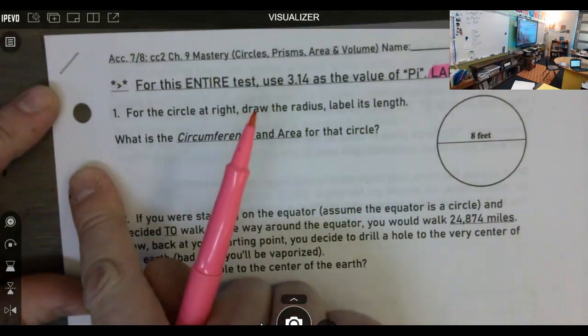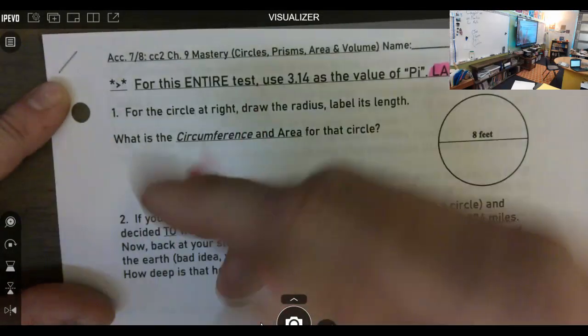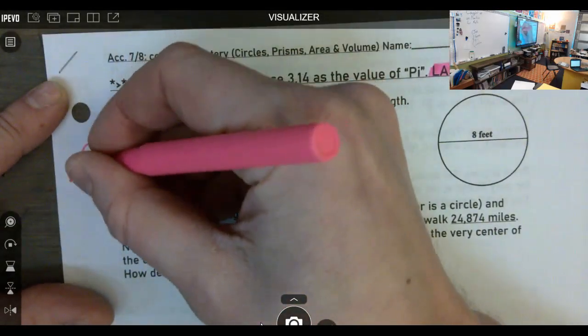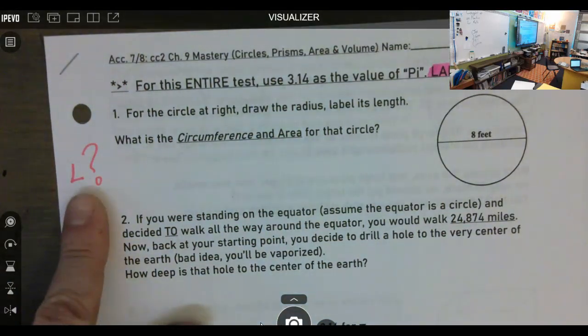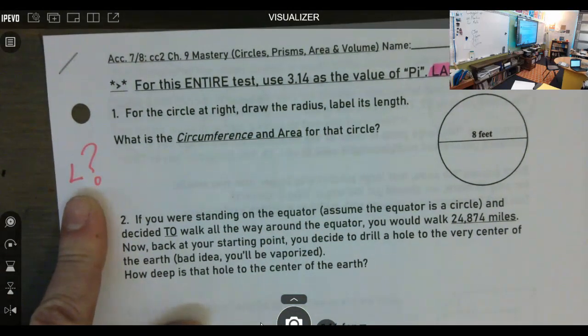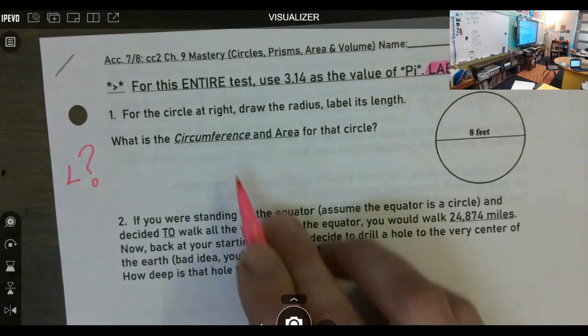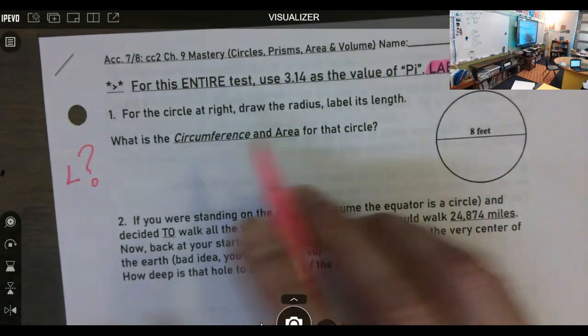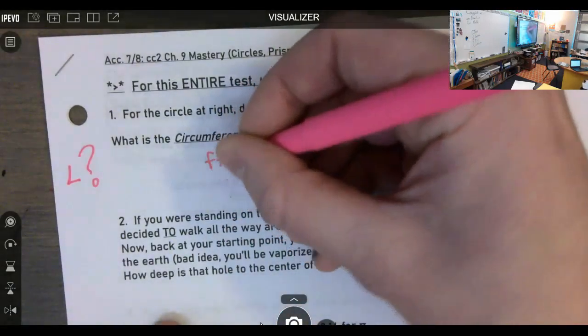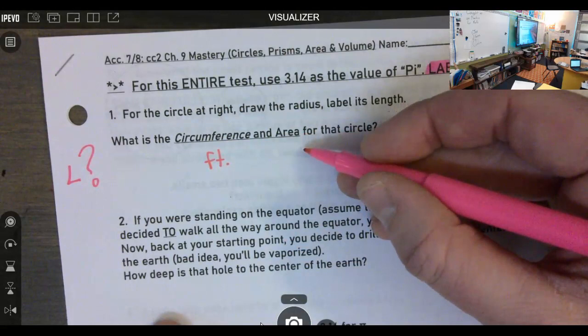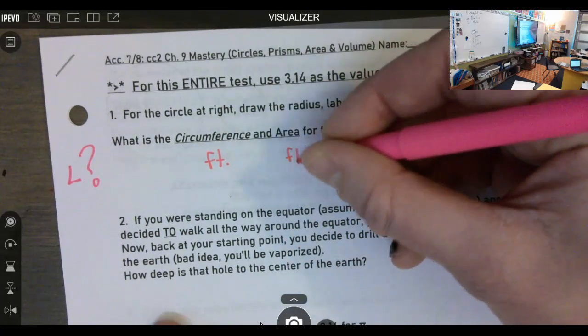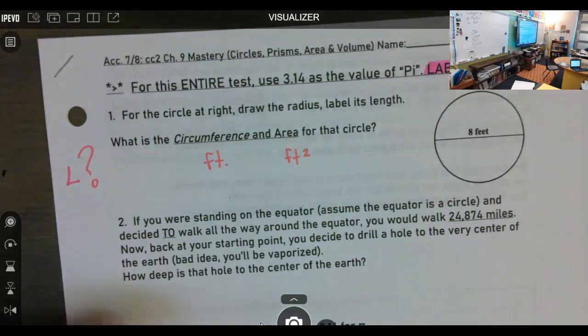If, hey, you need to be listening now. If you have an L question mark off to the side of any problem, no, I'm not calling you a loser, unless you want to infer that losers don't use labels. But what that means is you have some sort of labeling issue. No naked numbers. Circumference would get the label of feet, versus area would get the label of feet squared.